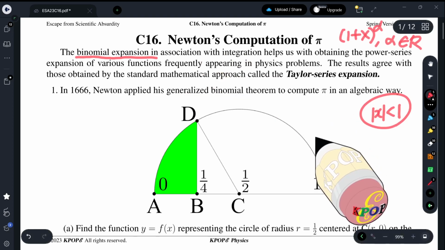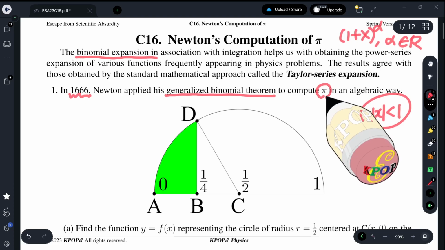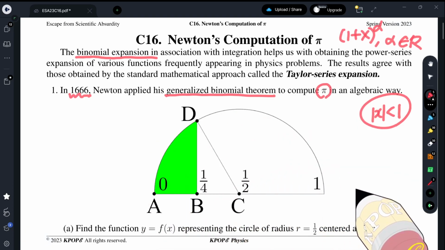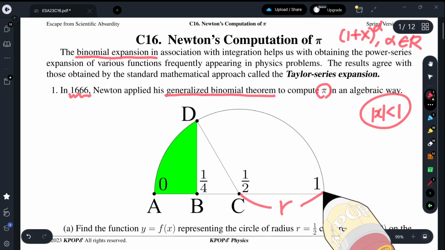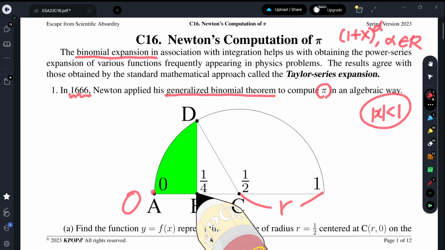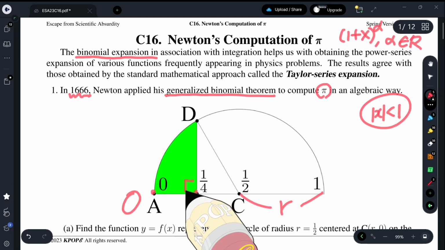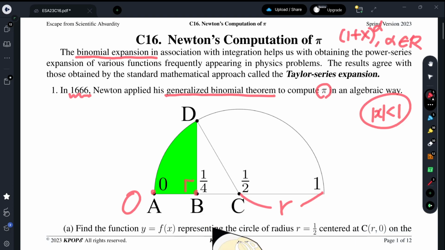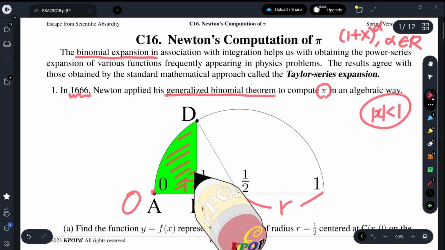In 1666, it's very old, Newton applied his generalized binomial theorem to compute pi by making use of this plot. This is a semicircle of radius r equals 1/2, and we have the origin in here. There is a midpoint in this radius, and we have a right angle. We would like to compute the area of this green region.